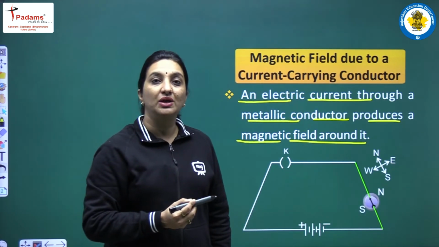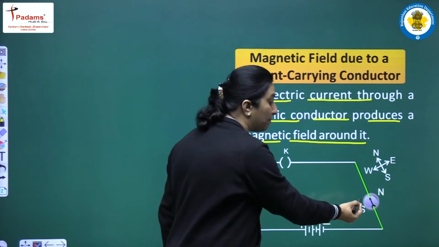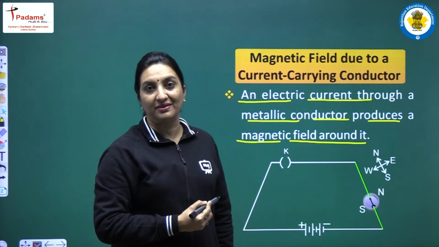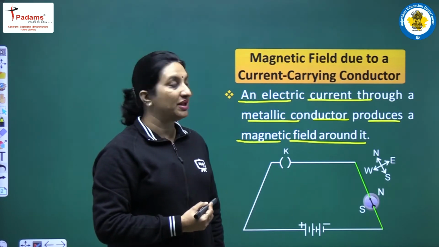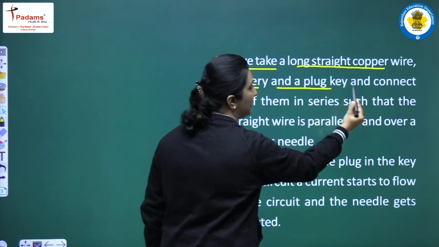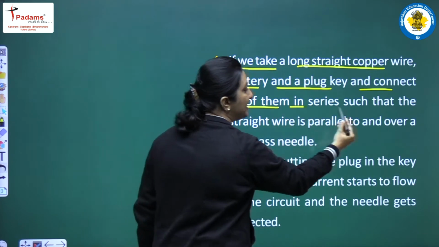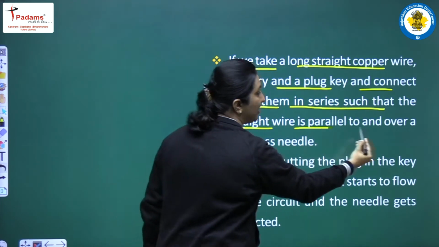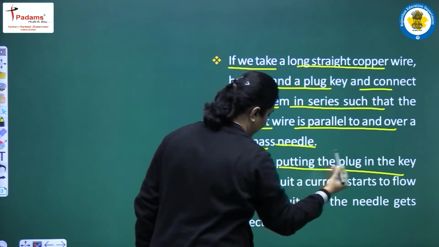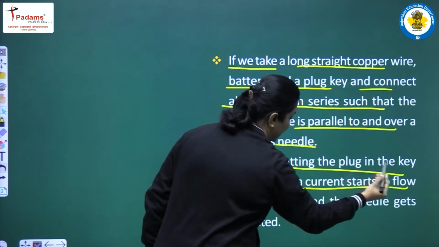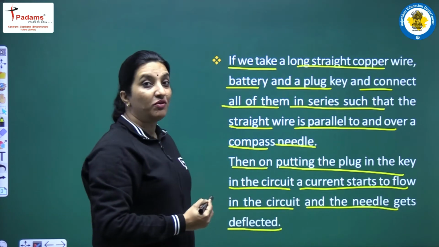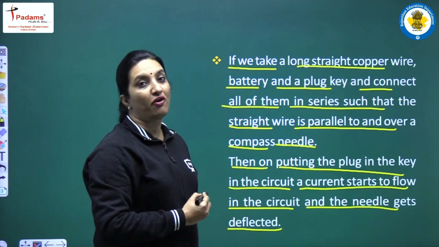Then we will observe what happens to the needle of the compass which is placed just below the wire, that is the copper wire. So students, let's understand this experiment. If we take a long straight copper wire, battery and a plug key and connect all of them in series such that the straight wire is parallel to and over a compass needle, then on putting the plug in the key in the circuit, a current starts to flow in the circuit and the needle gets deflected. Now we will see the direction of deflection of this needle.